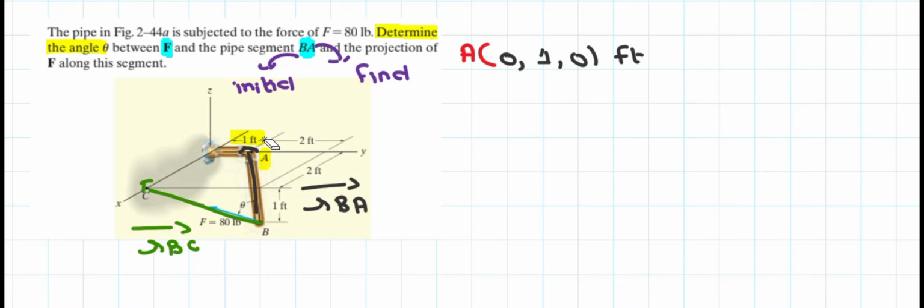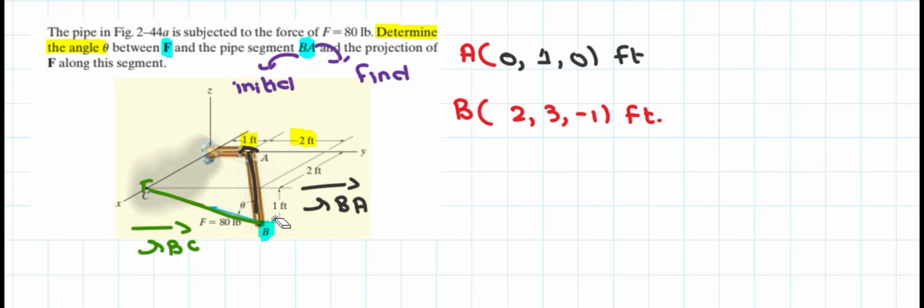Similarly, let's find the location of point B. Point B lies in space, which means it has x, y and z values. This 1 foot and this 2 foot together make up the y value of point B. This 2 foot distance is the x value, and this 1 foot distance is the z value. Since this 1 foot distance lies vertically downward, it is the negative z value. So the position of point B can be written as B (2, 3, -1) foot. This is the location of point B.